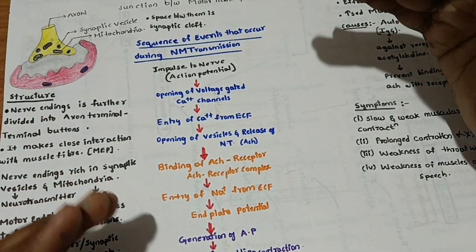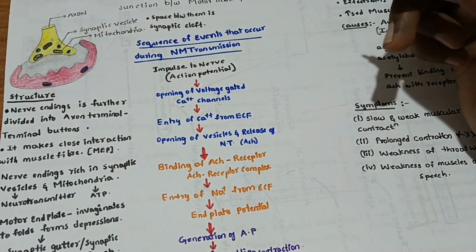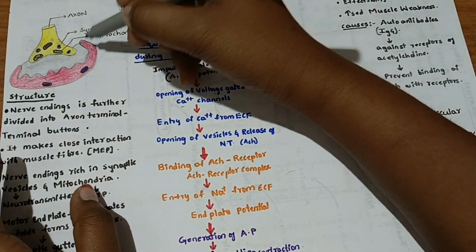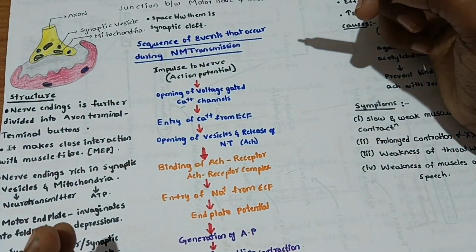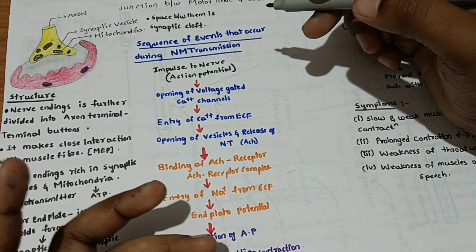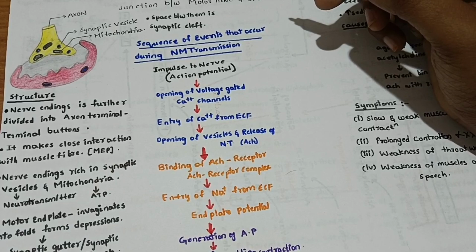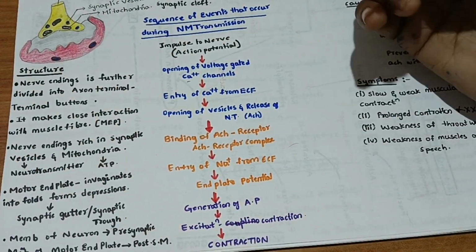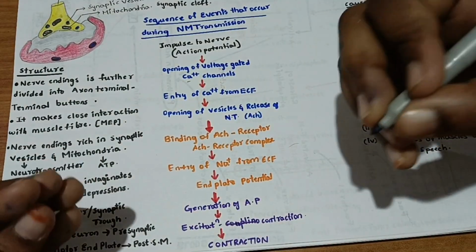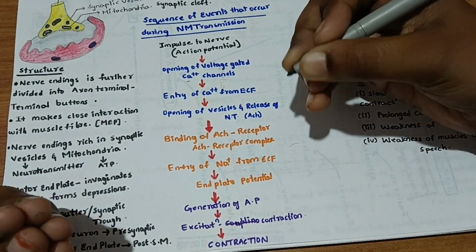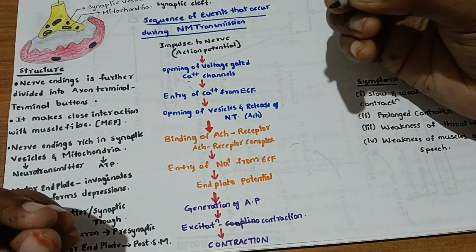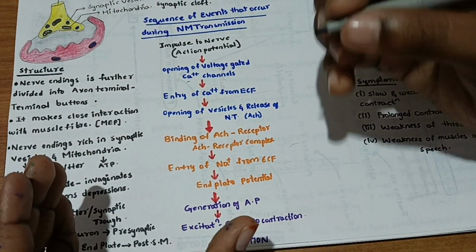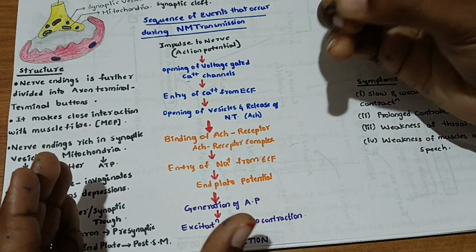Whenever the neurotransmitter is released, it attaches to the depressions containing receptors, forming the acetylcholine receptor complex. Whenever that complex is formed, there is passage of sodium from the ECF into the end plate.